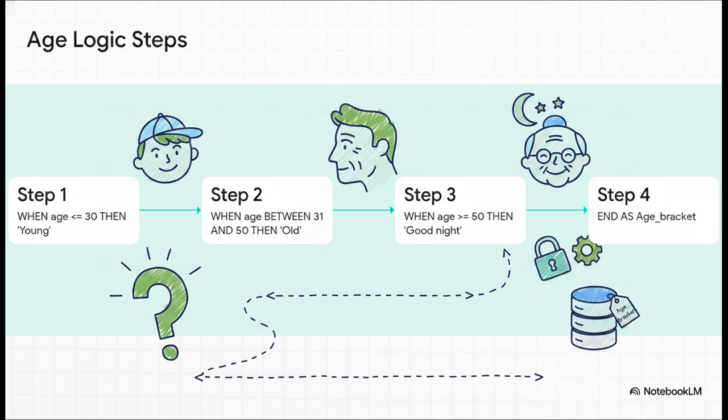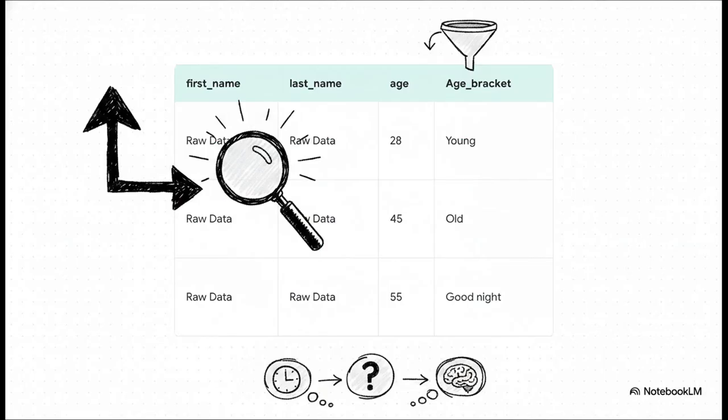And finally, step 4 is absolutely crucial. You have to close out your logic block by typing end, and here we're naming this brand new column age_bracket by using the as keyword. And looking here, this brilliantly illustrates the before and after of our data. Your query returns the first name, last name, and age, just like a normal select statement. But then, boom, it generates this completely new age_bracket column.